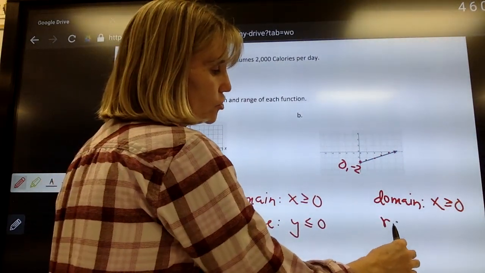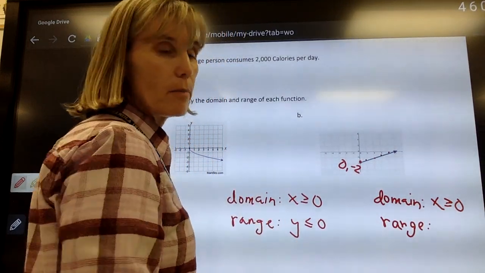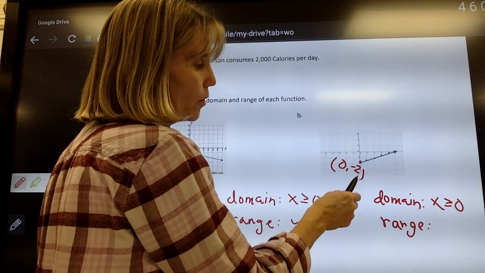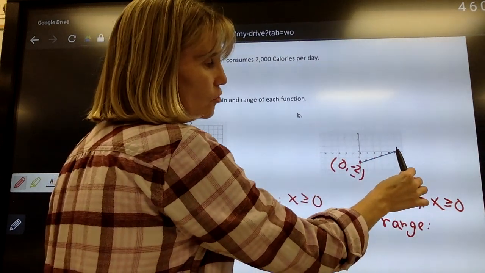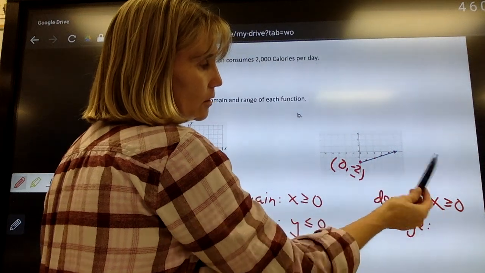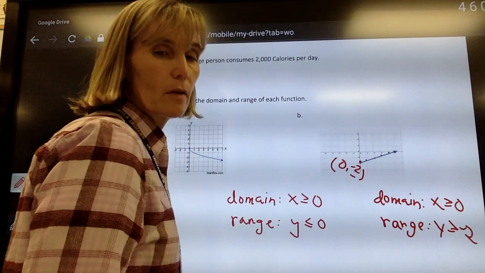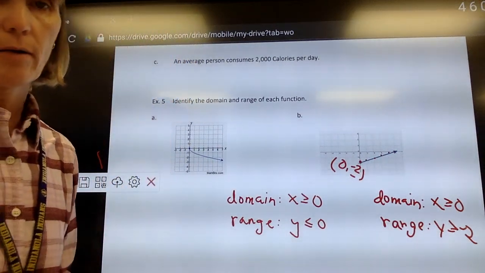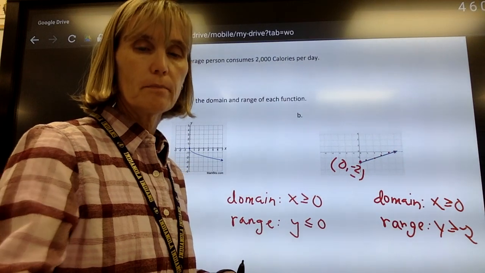And then the range. For a range value, what's the lowest y value that it could possibly be? Well, here's the point that it started with. It had a y value of -2. And then is the y value increasing or is it decreasing? It's going up. So my y's are going to be greater than or equal to -2. So again, it's just getting you to think about what values you could plug in for x and what values you could use for y.